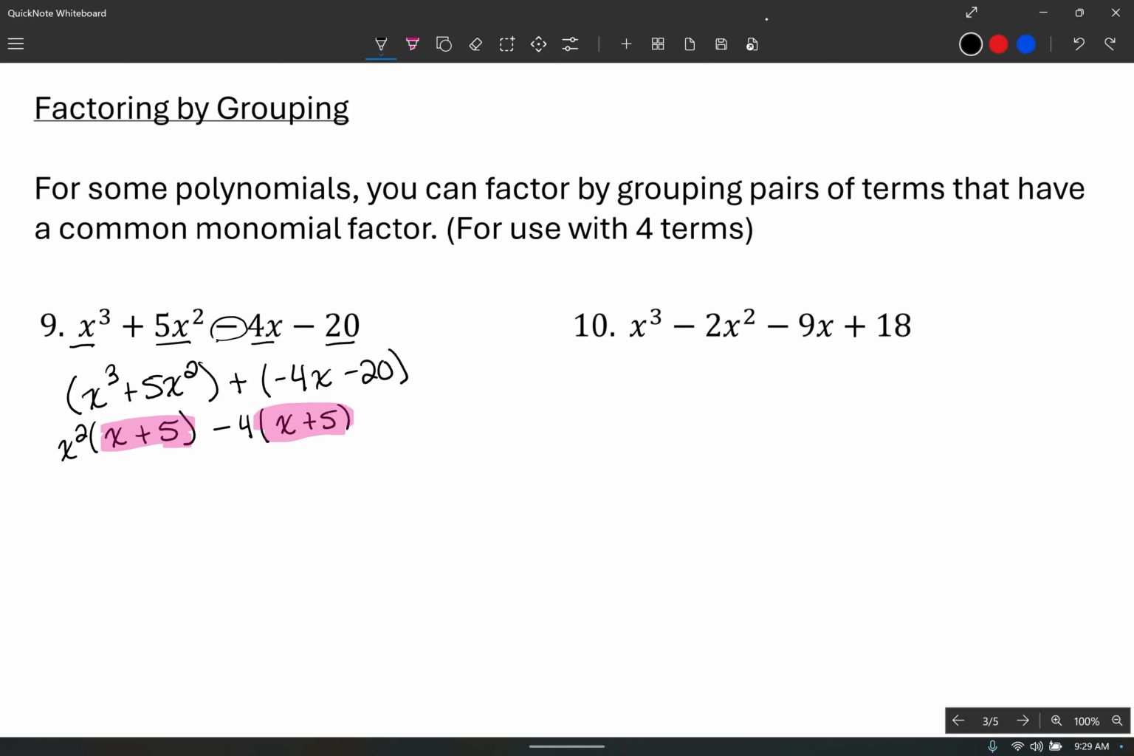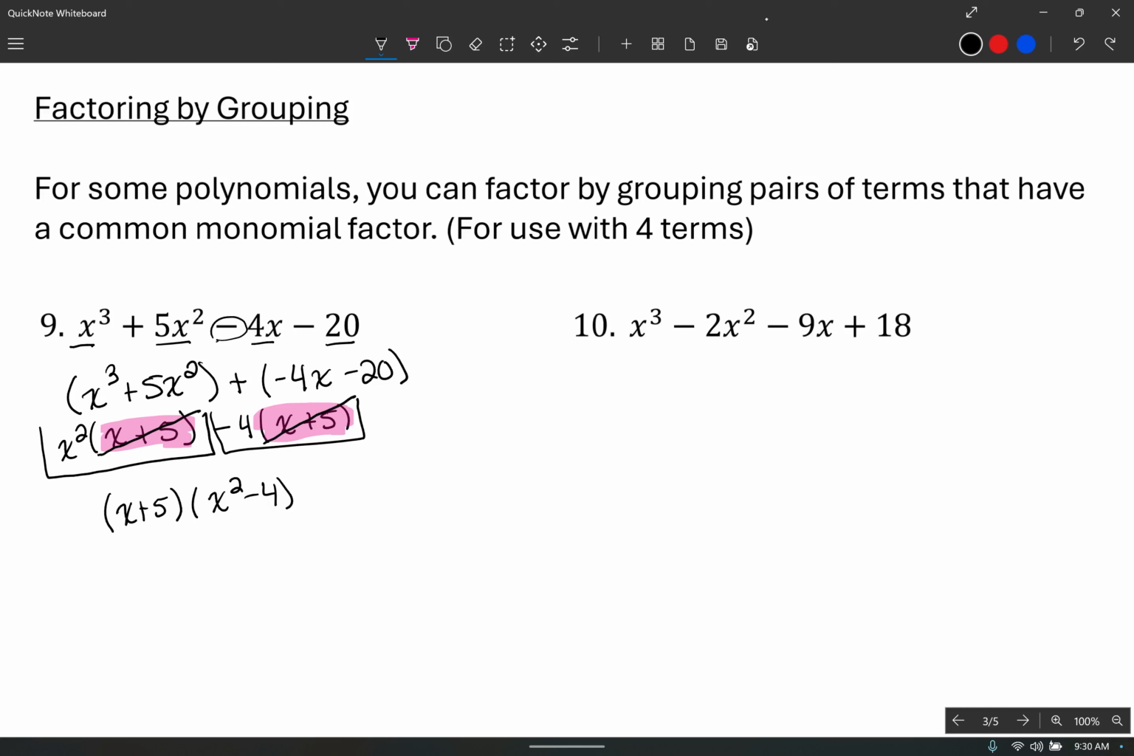So you're going to think of this as one whole term and another whole term. What do those terms have in common? Well, they both have an x plus 5. So if I factor out that binomial, I am left with x squared when I divide it out of the first one, and I'm left with negative 4 when I divide it out of the second one.